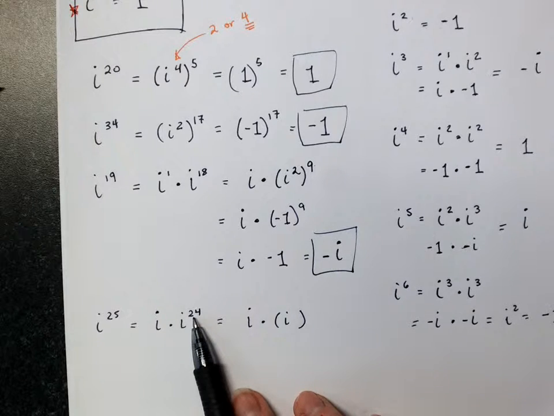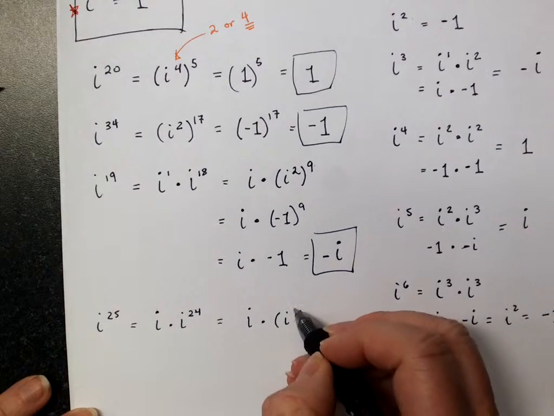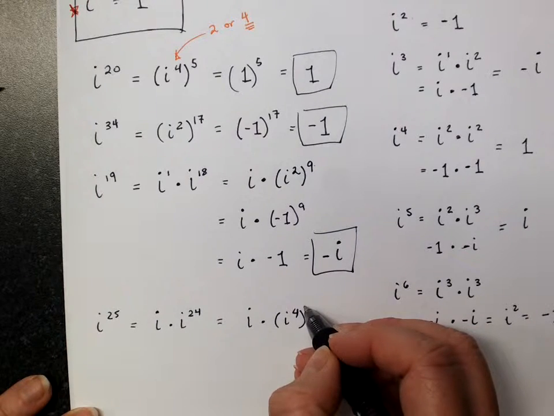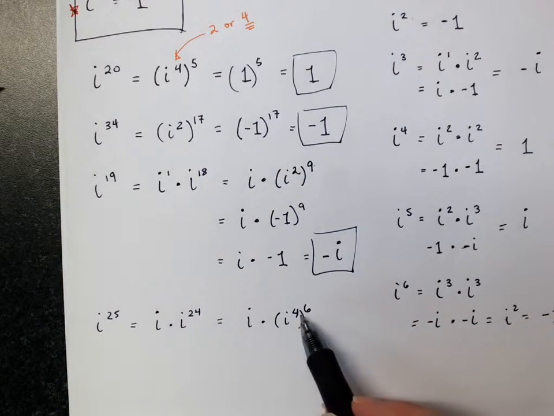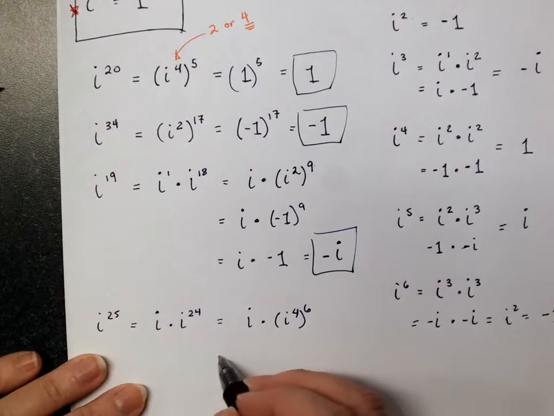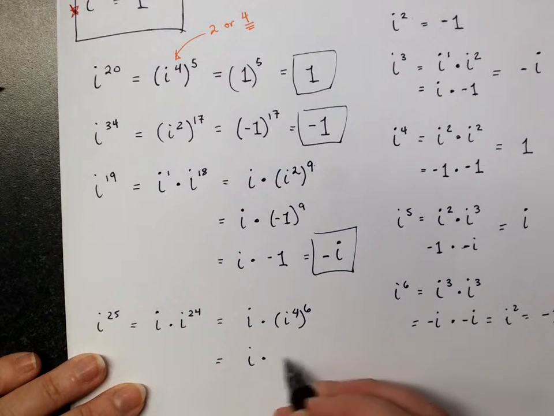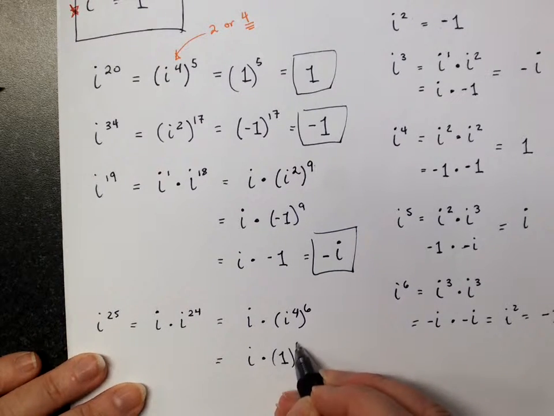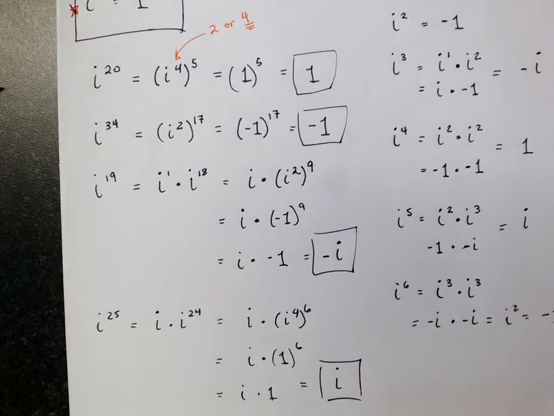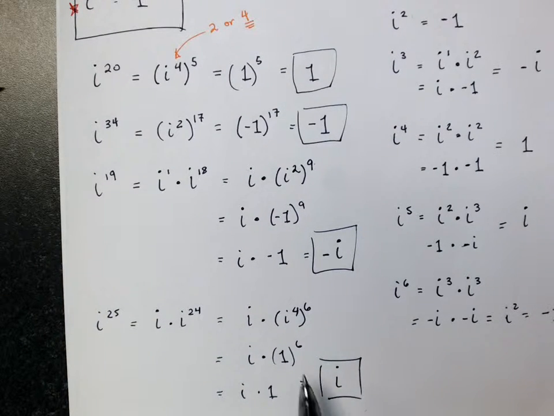Divisible by 4? Yeah. And so the outside would be 6. But still, finish your power rule there. Once that's I to the 4th, once you know that's divisible by 4, the answer is going to be positive. So it's still a non-real answer, but it's a positive I instead of a negative I.